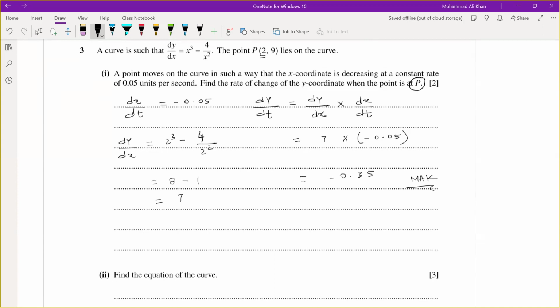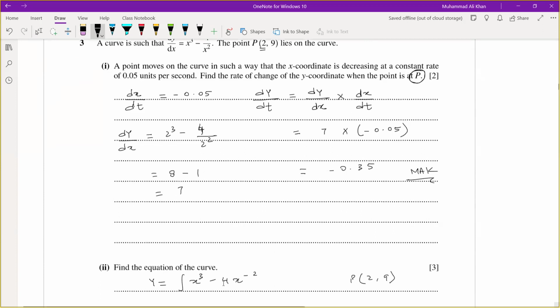After that, find the equation of the curve. And if we have to find the equation of the curve, it means we have to integrate. Equation of the curve will be the integral of the given dy over dx, the given gradient. It will be x cube minus 4 x power minus 2. The point through which the curve passes is 2, 9.